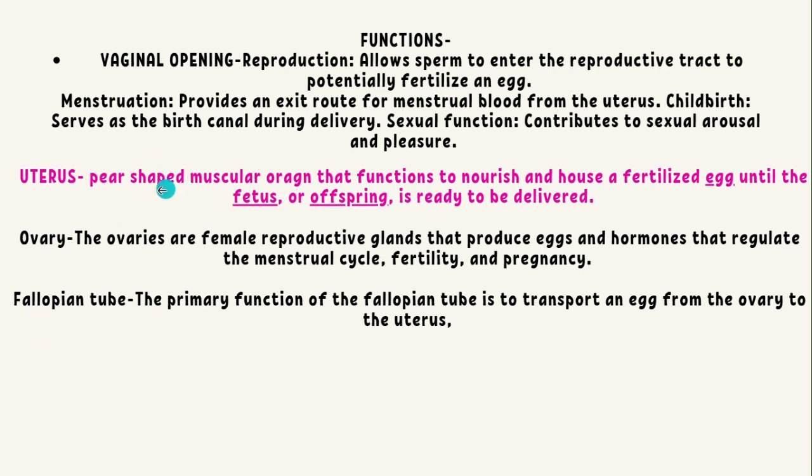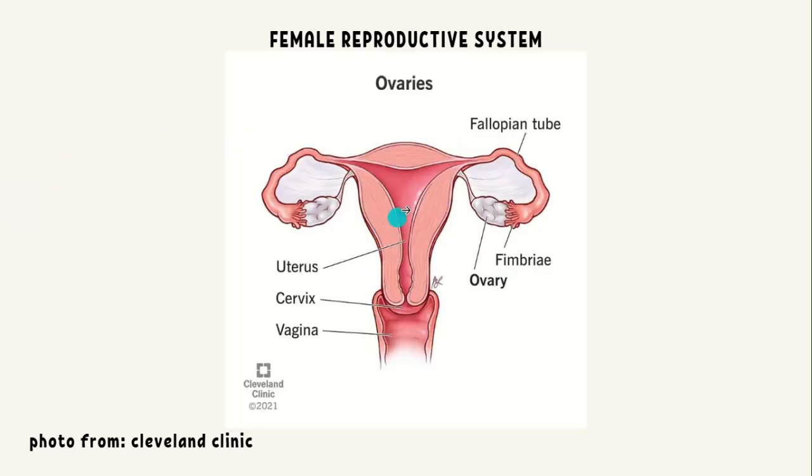So now the uterus, which is described as a pear-shaped muscular organ, that functions to nourish and host a fertilized egg until the fetus or offspring is ready to be delivered. So basically, it would be implanted on here.